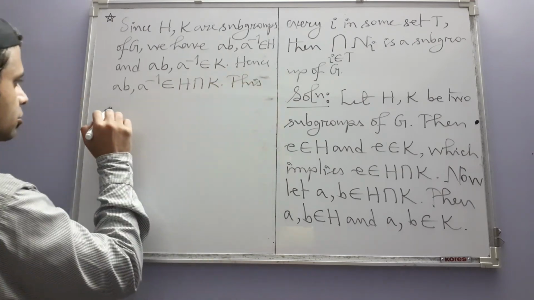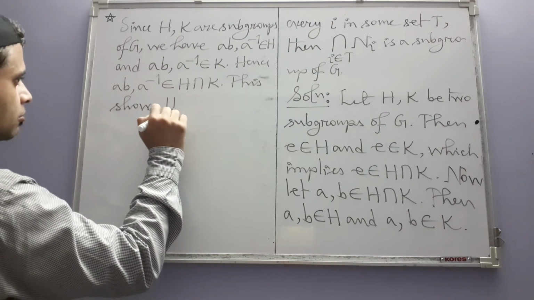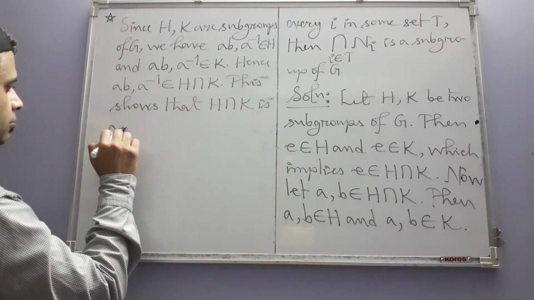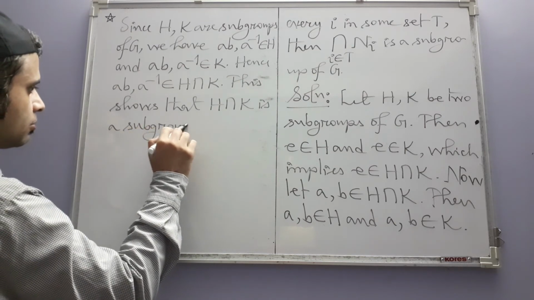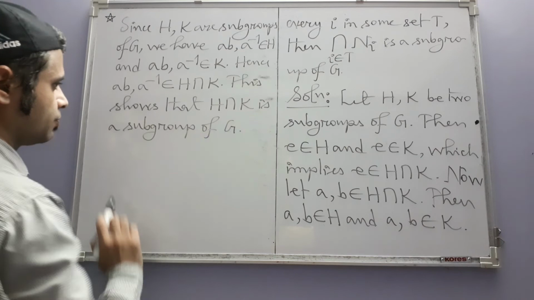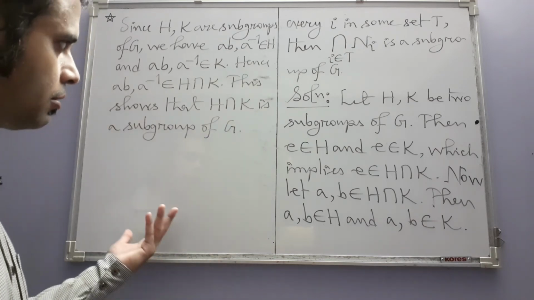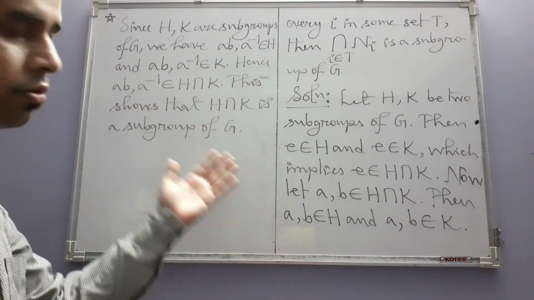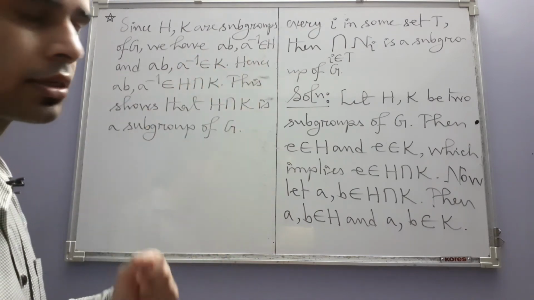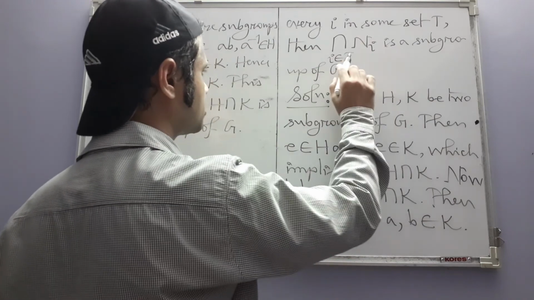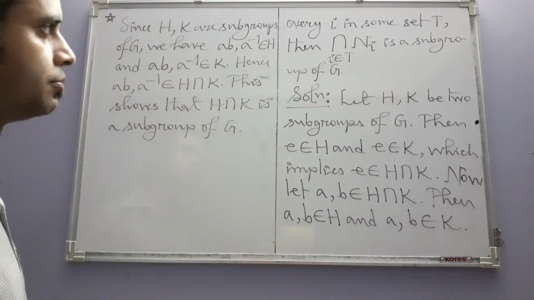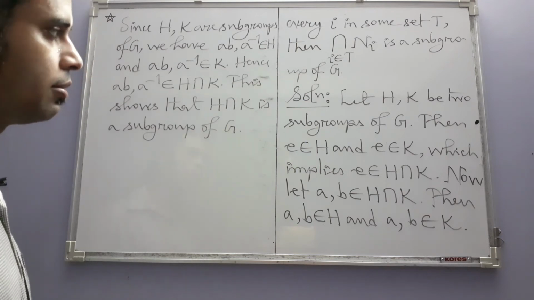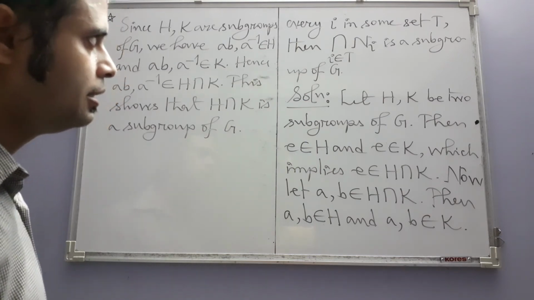This shows that H intersection K is a subgroup of G. Now whatever has been done for H intersection K, you then have to do similarly for this general intersection, where the number of subgroups is equal to the number of elements in T. And for the sake of logical consistency and avoiding unnecessary logical complications, consider this T to be a non-empty set.